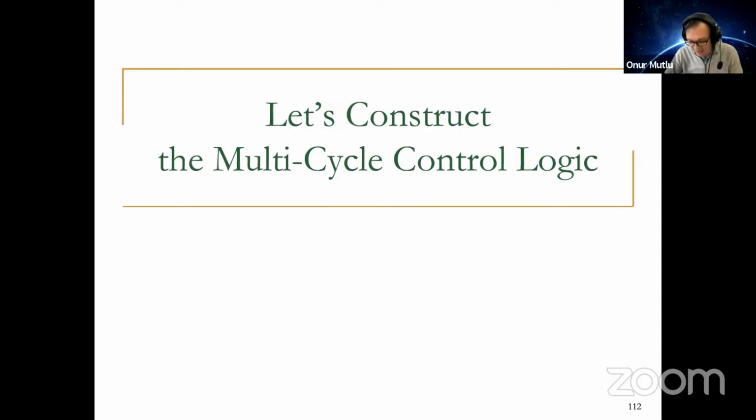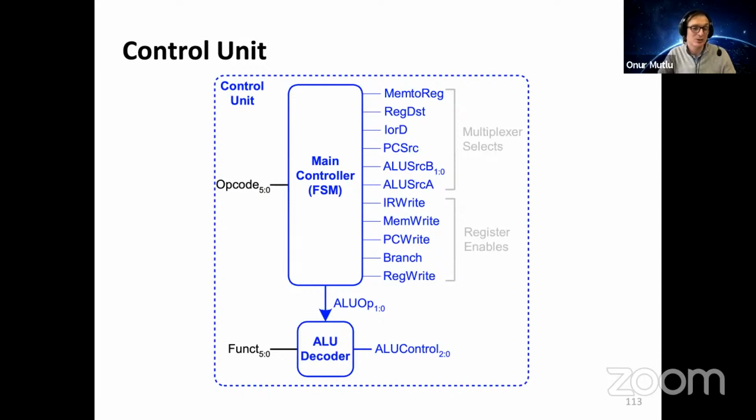Okay, now let's construct the multi-cycle control logic. That was the data path. We need the control logic. And this is our control unit. So basically, we have a finite state machine that's dictated by opcode, but also other things. And this main controller will generate some control signals. Some of them are multiplexer selects. Some of them are register enable or memory enable signals, as you can see.